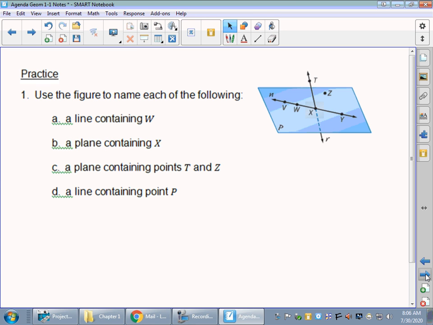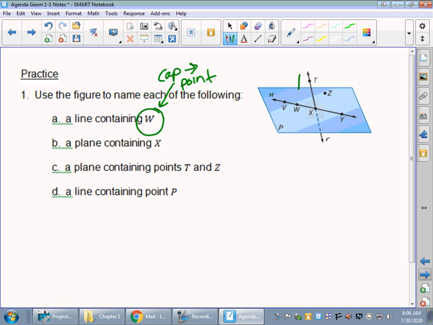Use the figure to name each of the following. A line containing W. Notice that's supposed to be a capital letter, which means that that is a point. So what's a line that contains point W? There's W right there. How do you name a line with 2 capital letters or a small cursive letter? So we could name this line right here that W is on. We could name that line N.